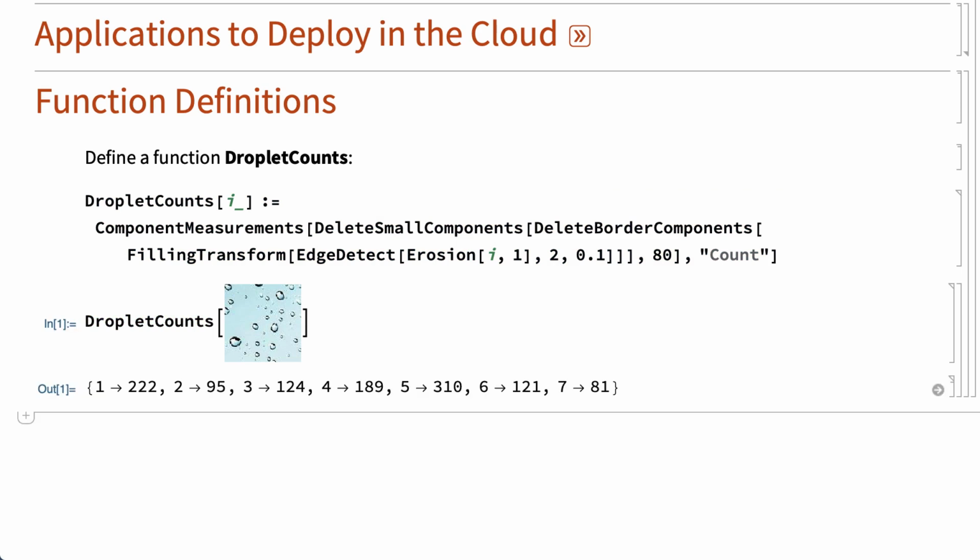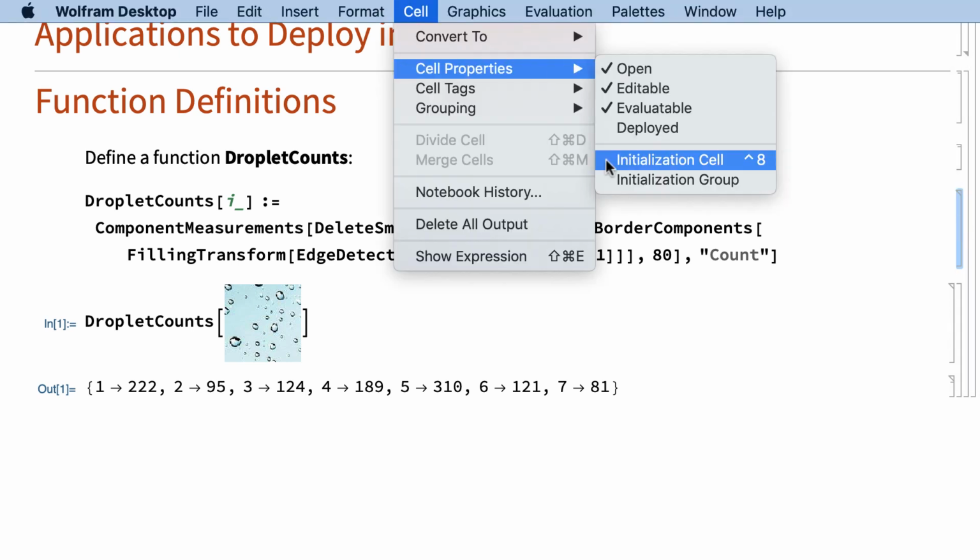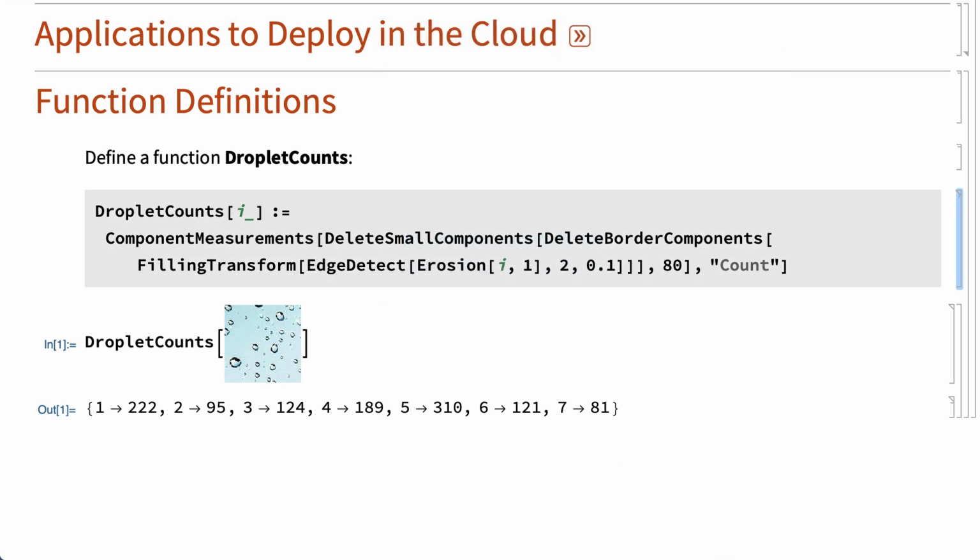One way of saving that function so that it can be used in another session or in another program is to first mark the cell with the definition as an initialization cell, which can be done by selecting the cell and choosing Initialization Cell from the Cell Properties submenu of the Cell menu. This also adds a gray background to the cell since the style sheet for this notebook adds a gray background to initialization cells.